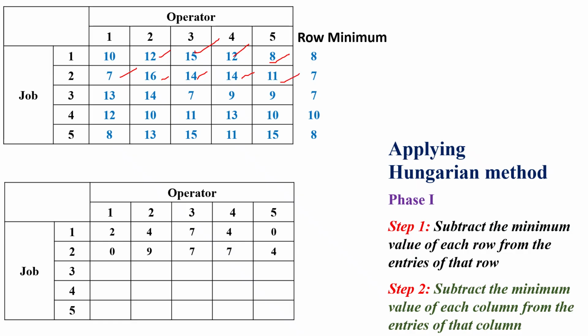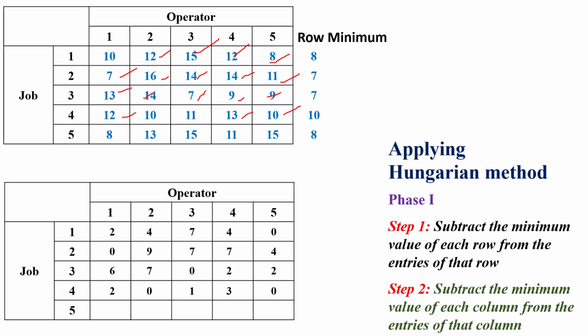And for the third row elements, we have to subtract 7 from all the elements, and third row elements will become 13 minus 7 equal to 6. 14 minus 7 equal to 7. 7 minus 7, 0. 9 minus 7, 2. 9 minus 7 equal to 2. And fourth row elements become 12 minus 10 equal to 2. 10 minus 10, 0. 11 minus 10, 1. And 13 minus 10, 3. 10 minus 10 equal to 0.